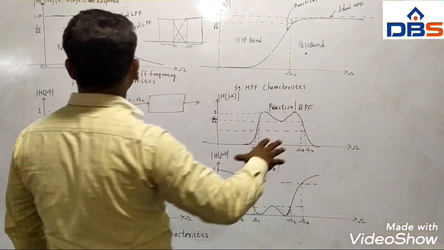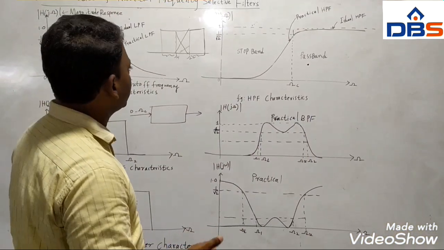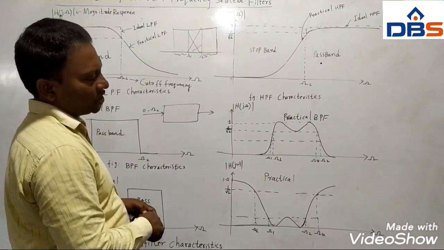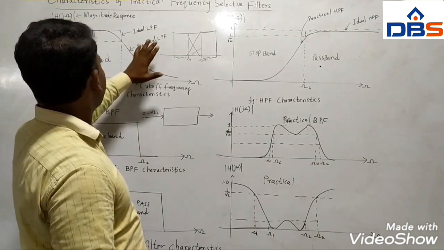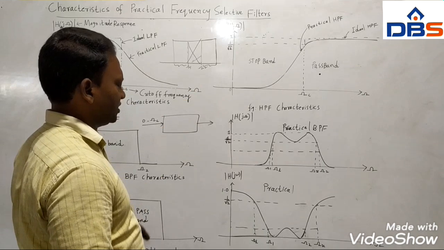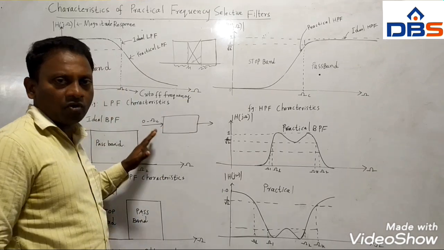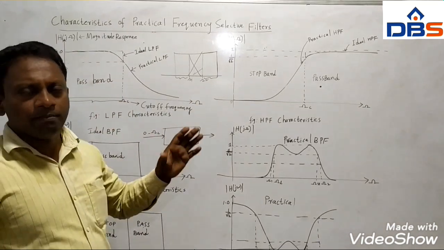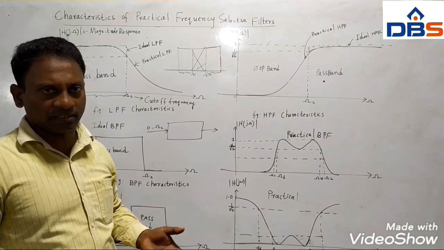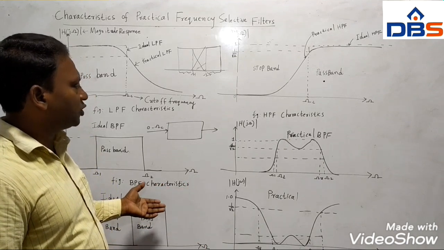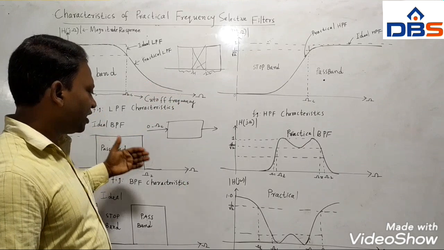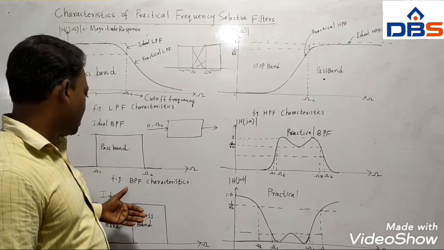So these are the different filters which we are going to see in our discussion, and their characteristics, especially magnitude response characteristics, are characteristics of practical frequency selective filters. I hope you are clear about why they are called frequency selective, because they select a particular frequency band and reject the remaining frequency band. That is why they are called frequency selective filters. Especially they are low pass filter, high pass filter, band pass filter and band elimination filter.